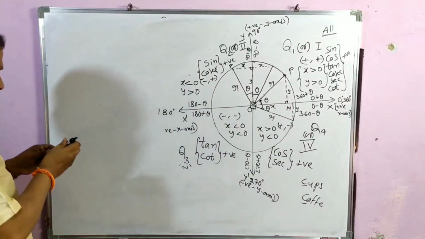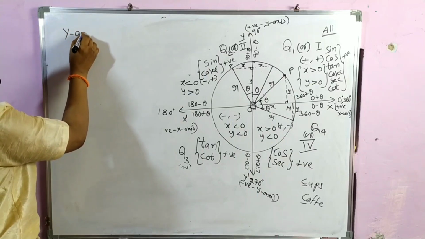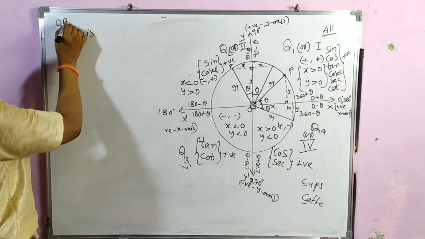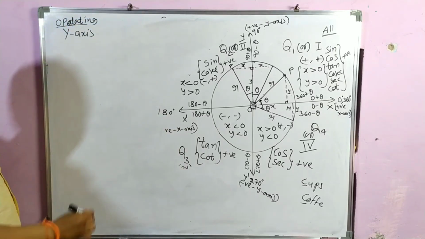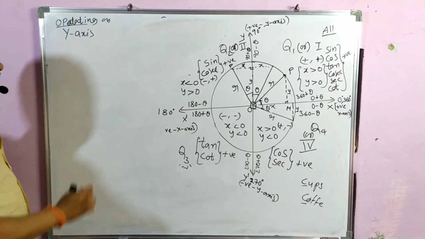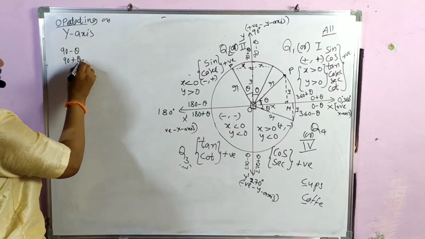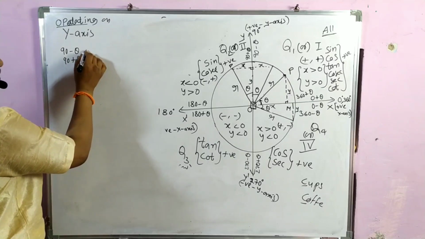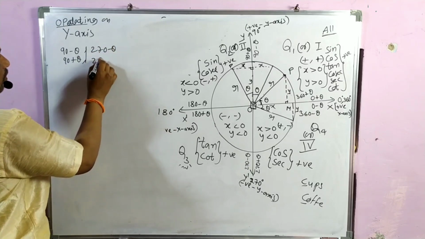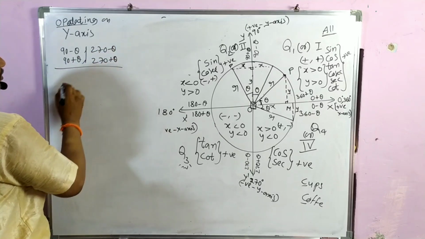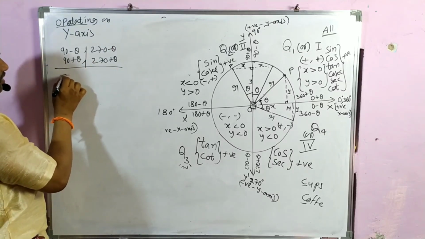Now you see, operating on y-axis. So if you operate on y-axis trigonometric ratios, that means 90 minus theta, 90 plus theta, or 270 minus theta, 270 plus theta, ratios change. Trigonometric ratios change.